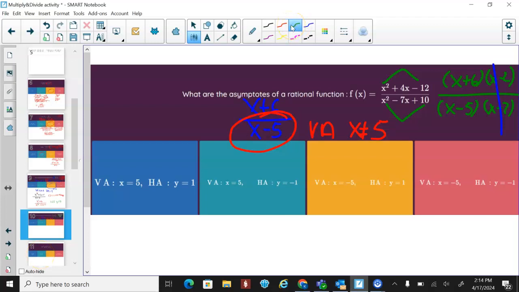Now let's go to our horizontal asymptote. So we're going to go back to our original equation right here. And again, 2 is equal to 2, so we take the ones in the front. So y equals 1 over 1, which is 1. So our horizontal asymptote equals 1, and our vertical asymptote equals positive 5. So read this answer right here, okay?